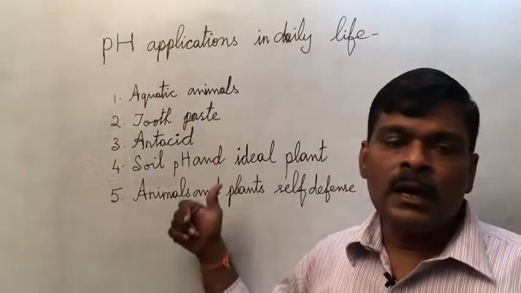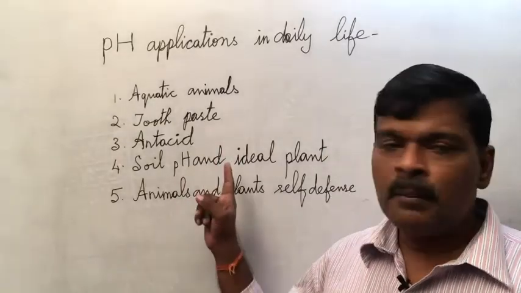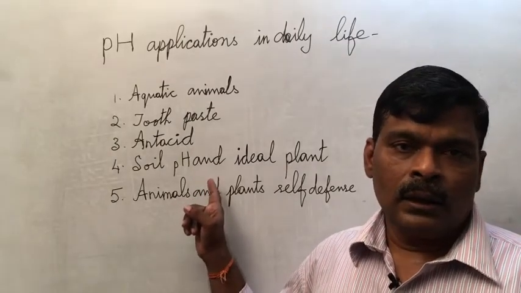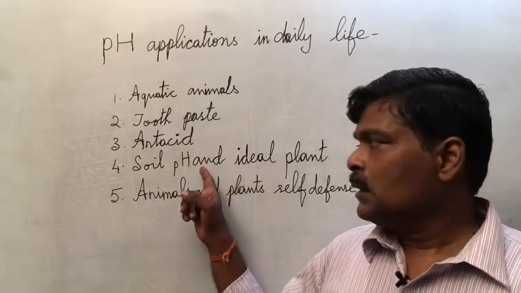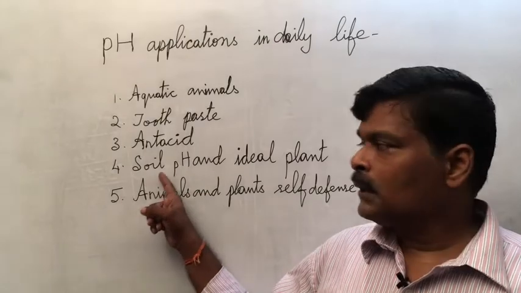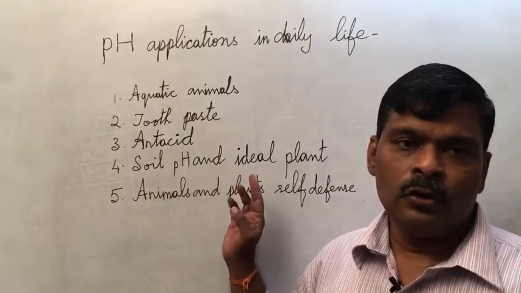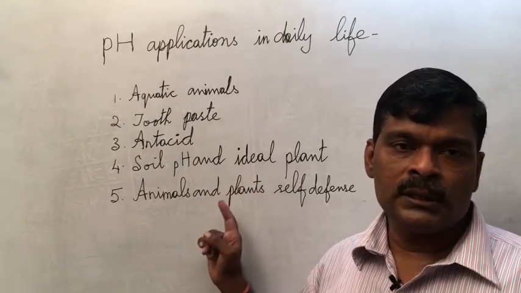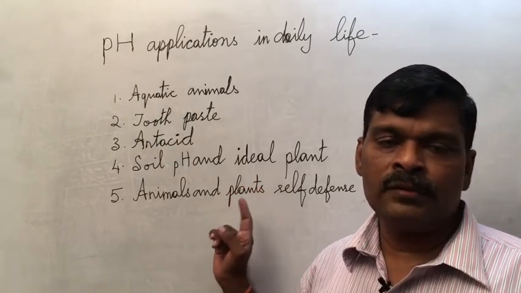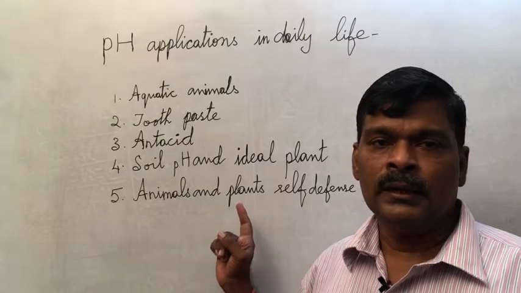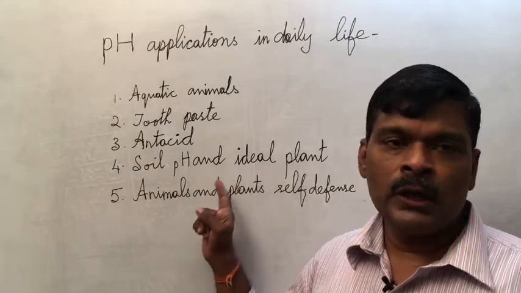Next, soil pH. What is soil pH? Our crop field has soil. That soil may be acidic or basic. We don't know. We should test the acidic or basic condition of that soil by a soil test.